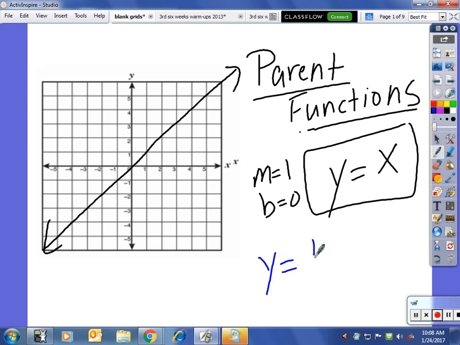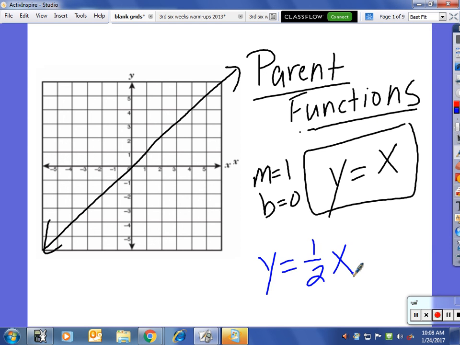Y equals 1/2 x. So here comes the problem child. Y equals 1/2 x. What do you think is going to happen to the parent function if I change the slope? It's going to get flatter. Sometimes your slope will get flatter. It got flatter because it became a fraction. What did not change? The y-intercept.